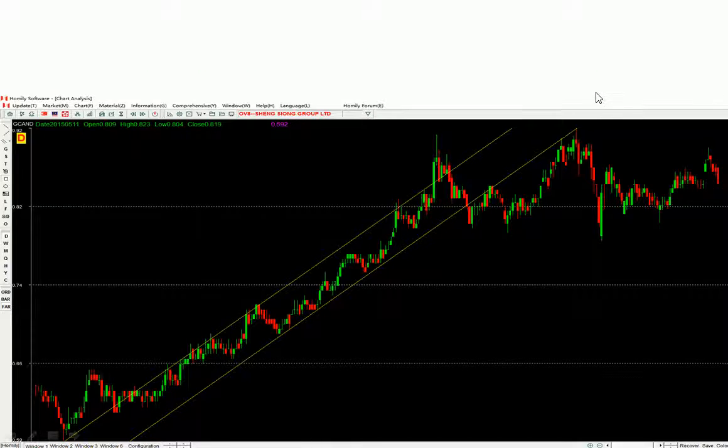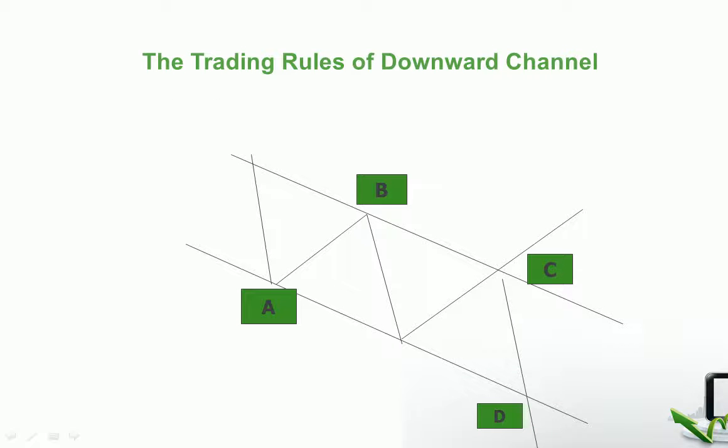Okay, so the next one, the trading rules of downward channel. Okay, this is the downward channel. So this is the A, then the D, B, C. A is the buy point or sell point? Buy point. B is the sell point. C is the buy point or sell point? You can guess. C is the buy point. Then D, buy point or sell point? The buy point. Okay, so this is the downward channel.